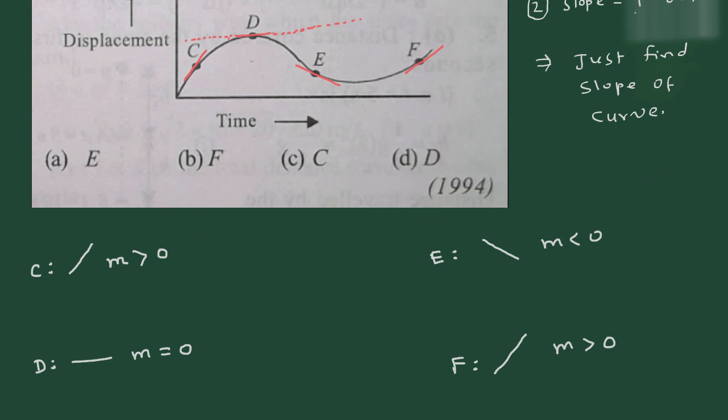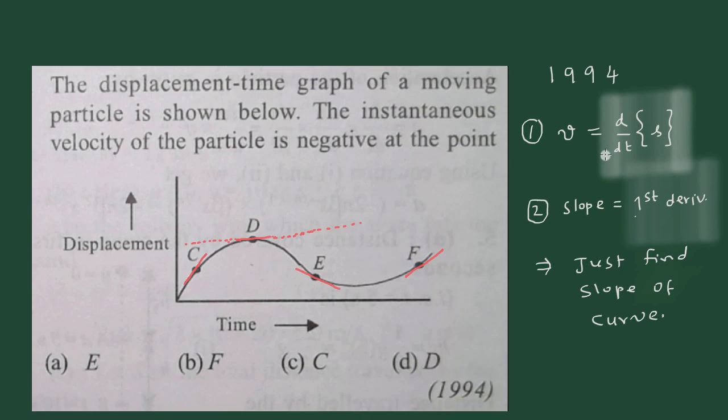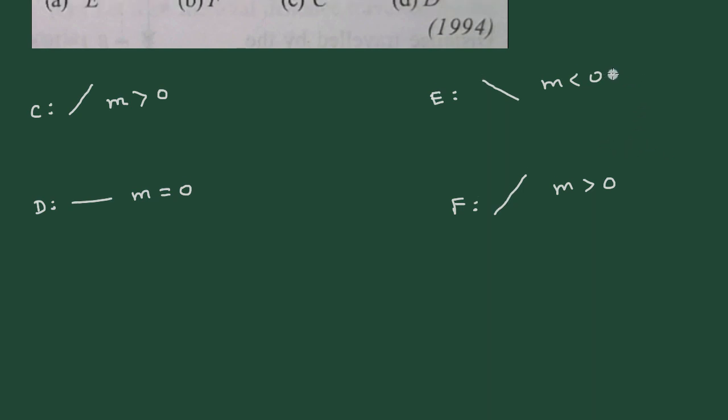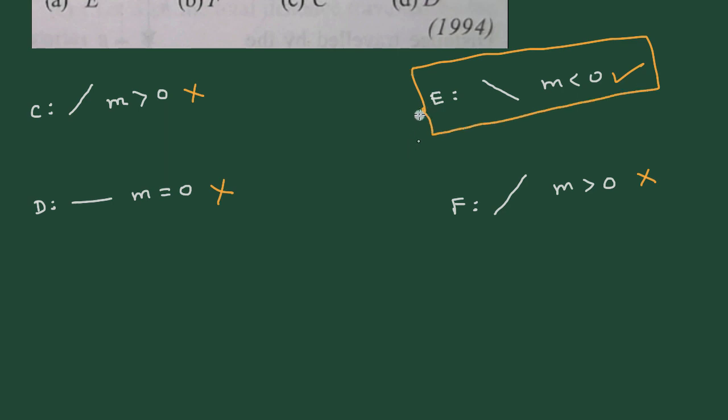Now if you read the question, you try to find out where the slope is negative. You have to search, and you can see that this is negative, this is positive, this is not negative, this is positive. Therefore the answer is the point number E. So we will say that point number E is the answer.